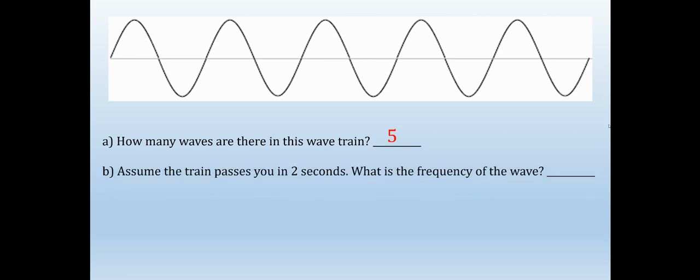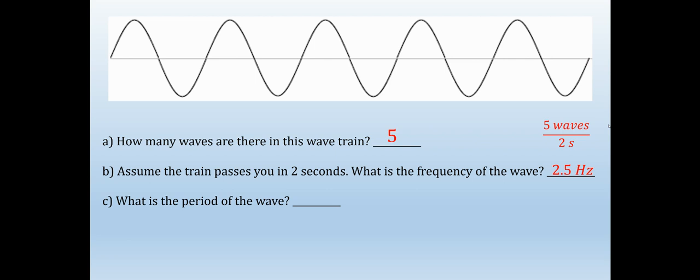Now, if we assume this whole thing goes by us in 2 seconds, we want to know what the frequency is. So frequency is the number of waves per second. So we have 5 waves going by us in 2 seconds. So our frequency is going to be 2.5 hertz.